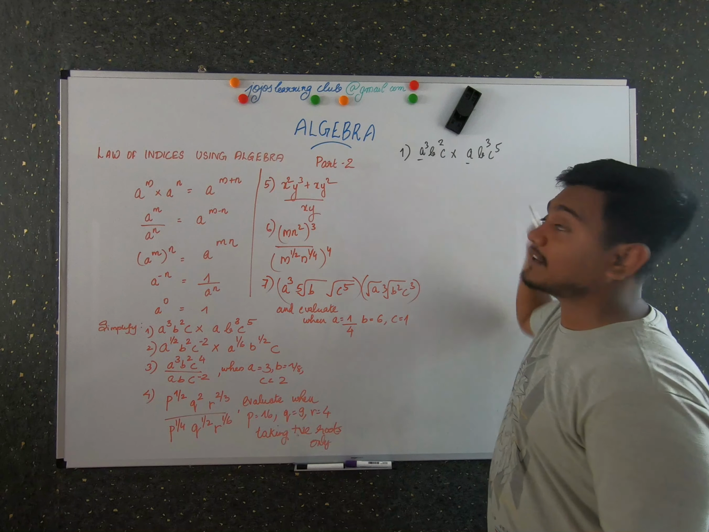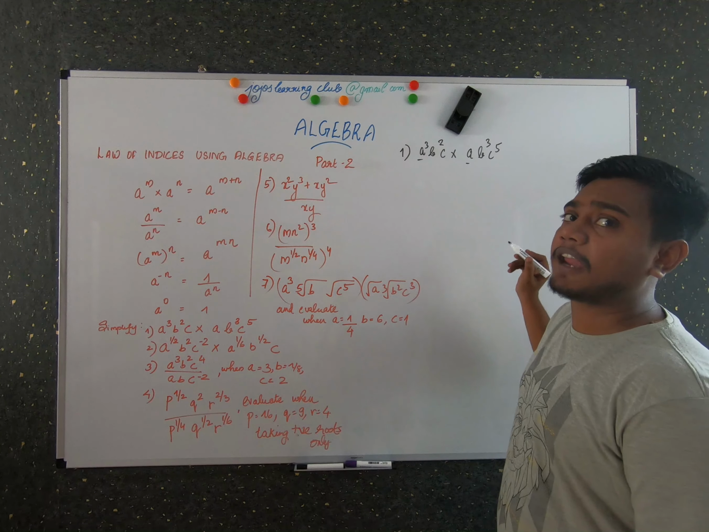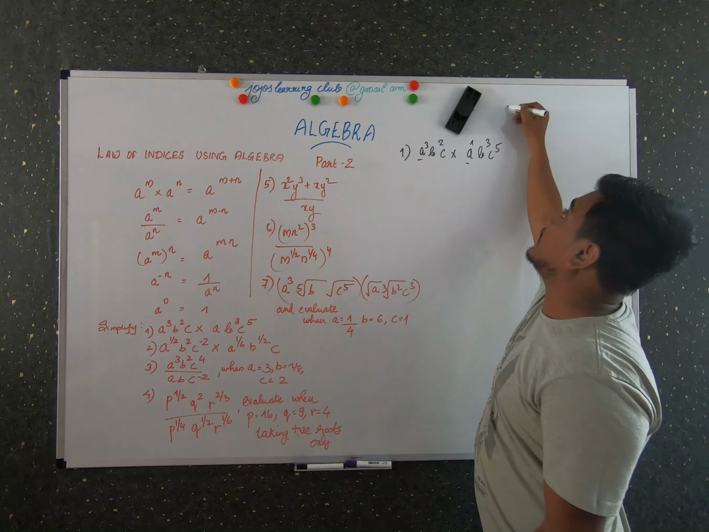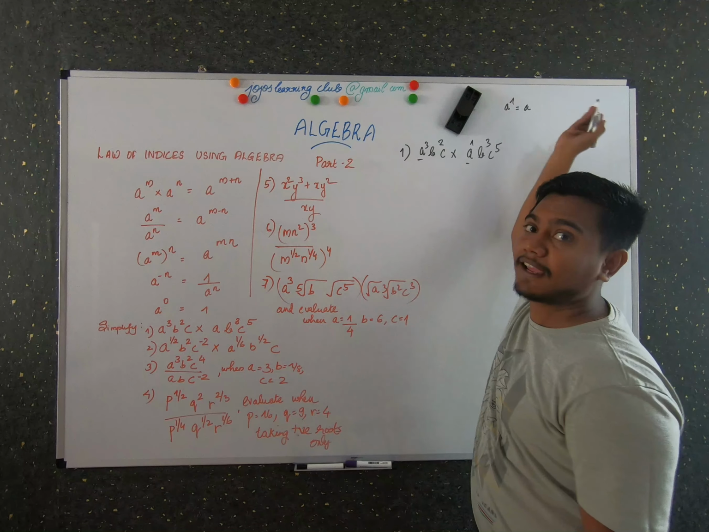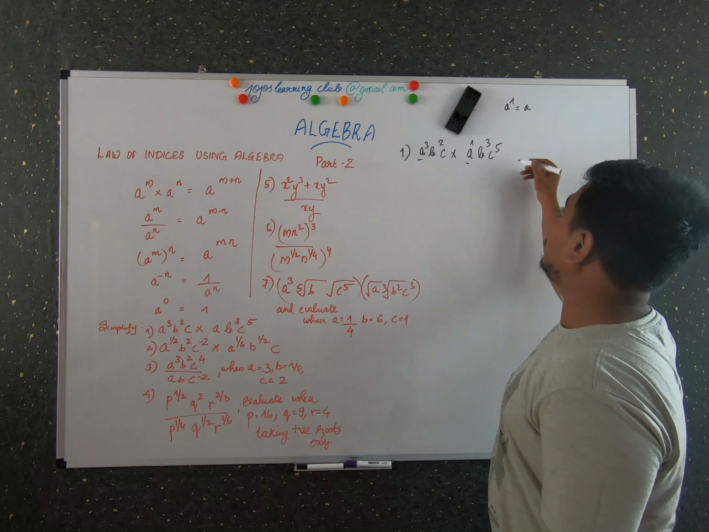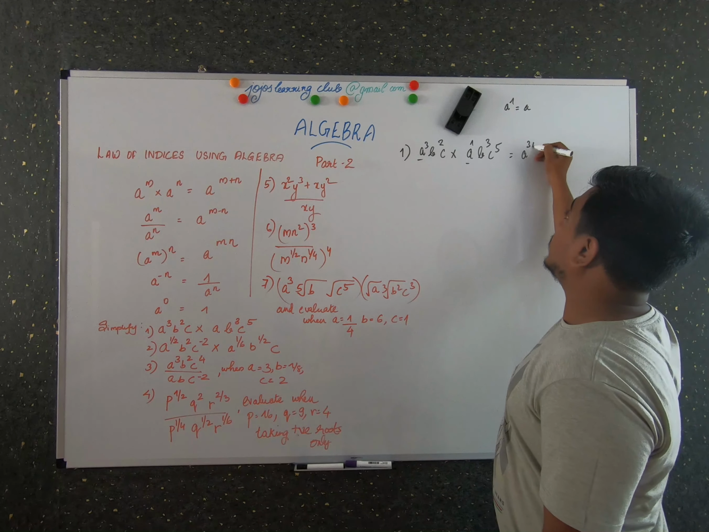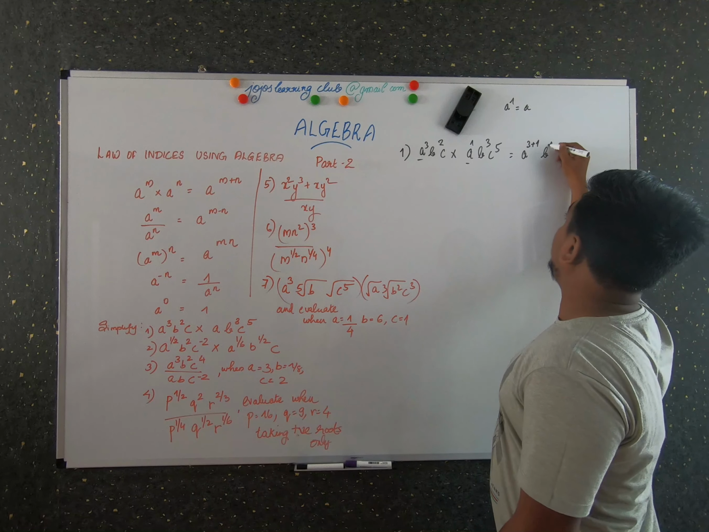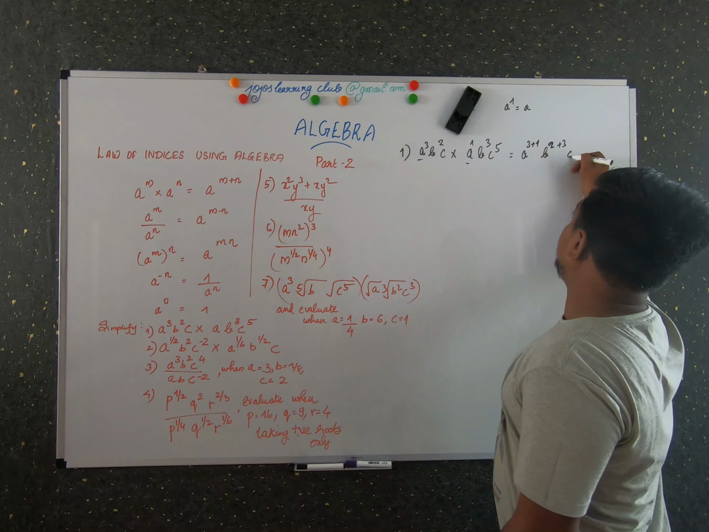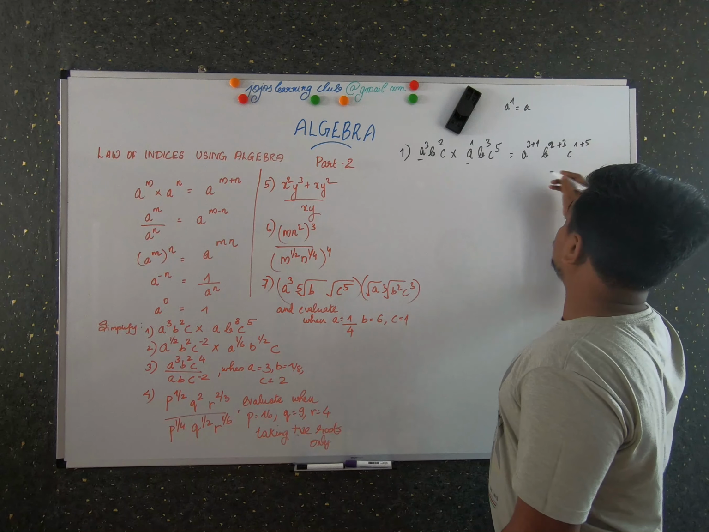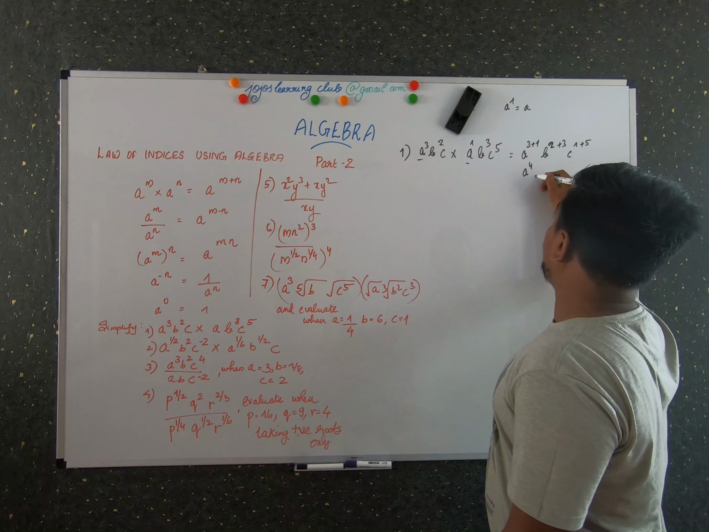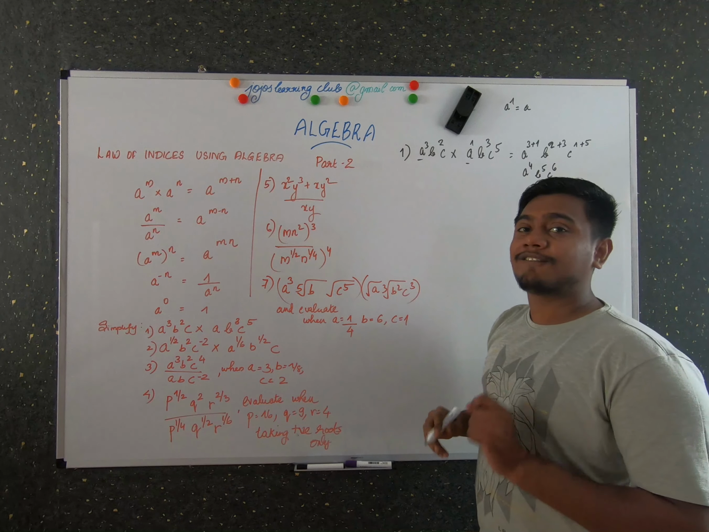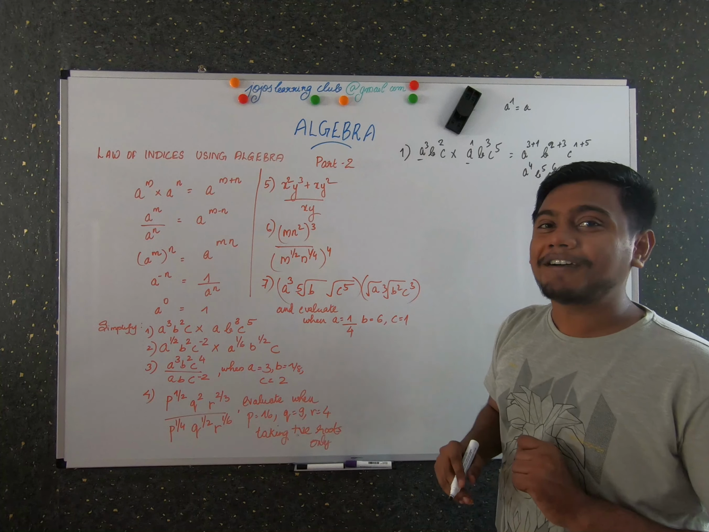Here you can see that in this there is no index value. As I've discussed, when you don't have any index, it is the same as a raised to 1, because a raised to 1 is the same as a. So you can add 1 over here. The value would be a into a raised to 3 plus 1. Again here b square plus 3, and c is raised to 1 plus 5. So the value is a raised to 4, b raised to 5, c raised to 6. This is the final answer for problem number 1.